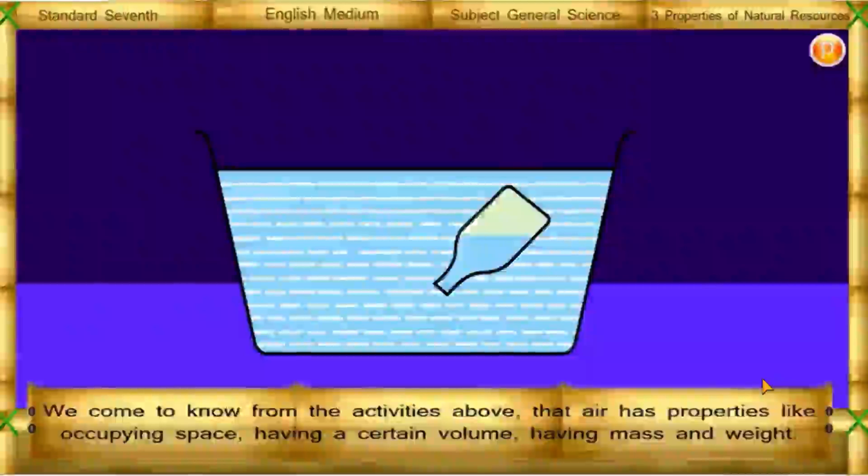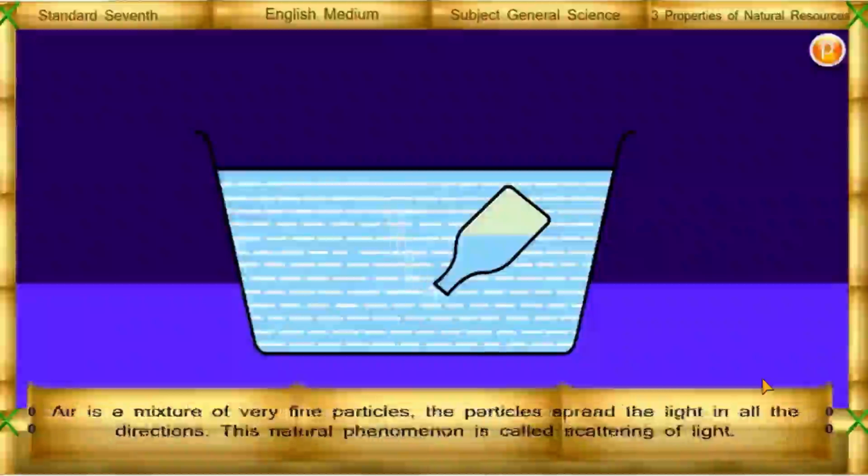We come to know from the activities above that air has properties like occupying space, having a certain volume, having mass and weight. Air is a mixture of very fine particles, which spread light in all directions. This natural phenomenon is called scattering of light.